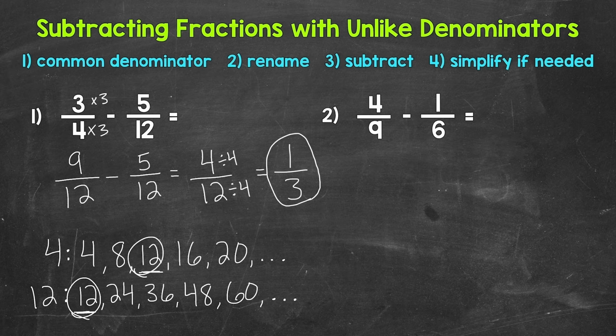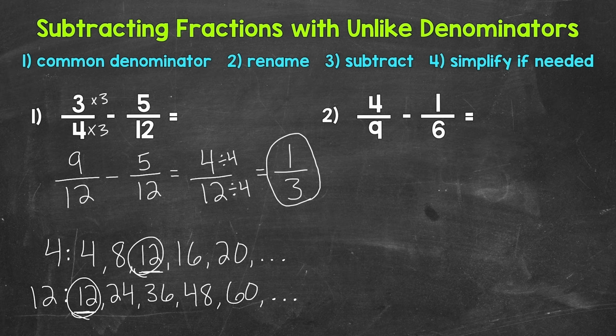Now, I like to always start with the larger denominator and see if it will be our least common denominator, like how 12 was our least common denominator for number 1. 9 is our larger denominator here. Is 9 a common multiple of 9 and 6? No, 9 works for 9, but 9 doesn't work for 6. 9 is not a multiple of 6. So let's try the second multiple of 9. That's 18.